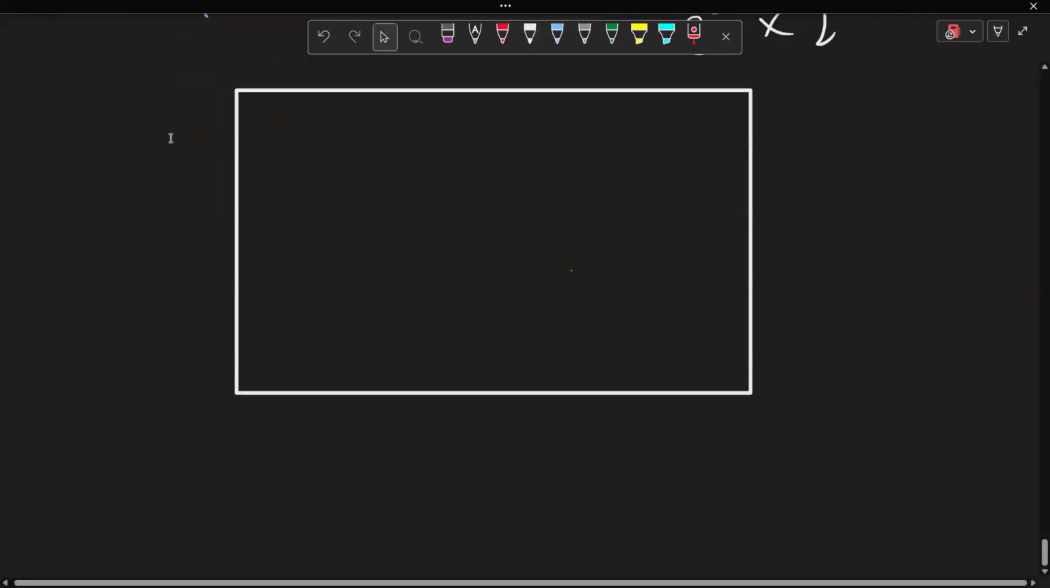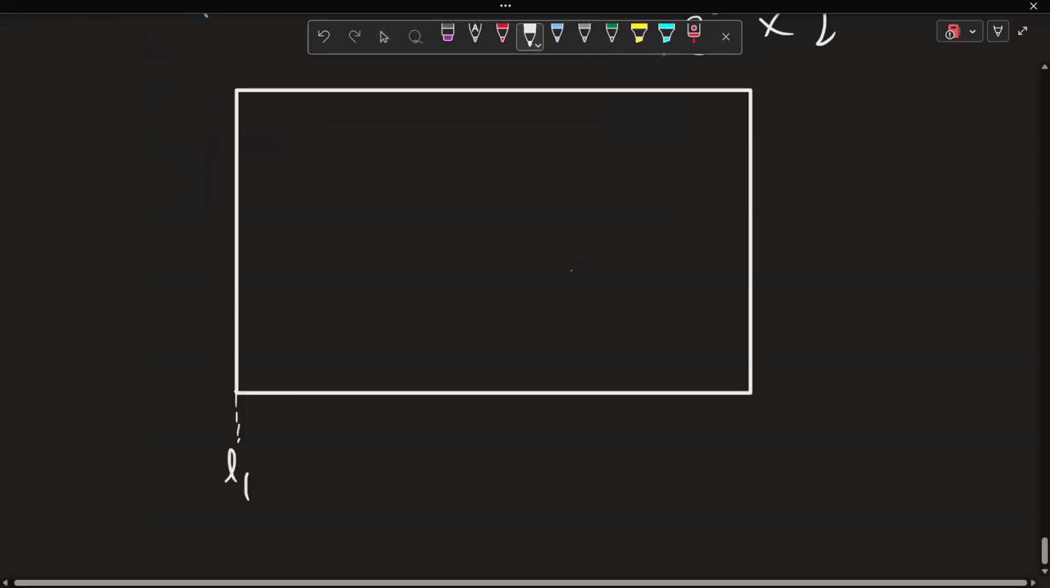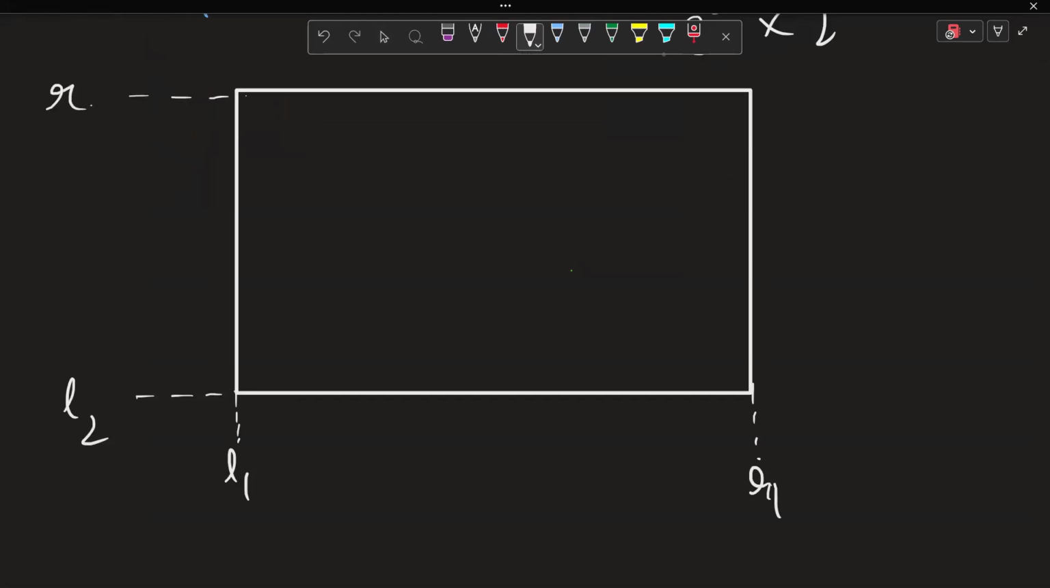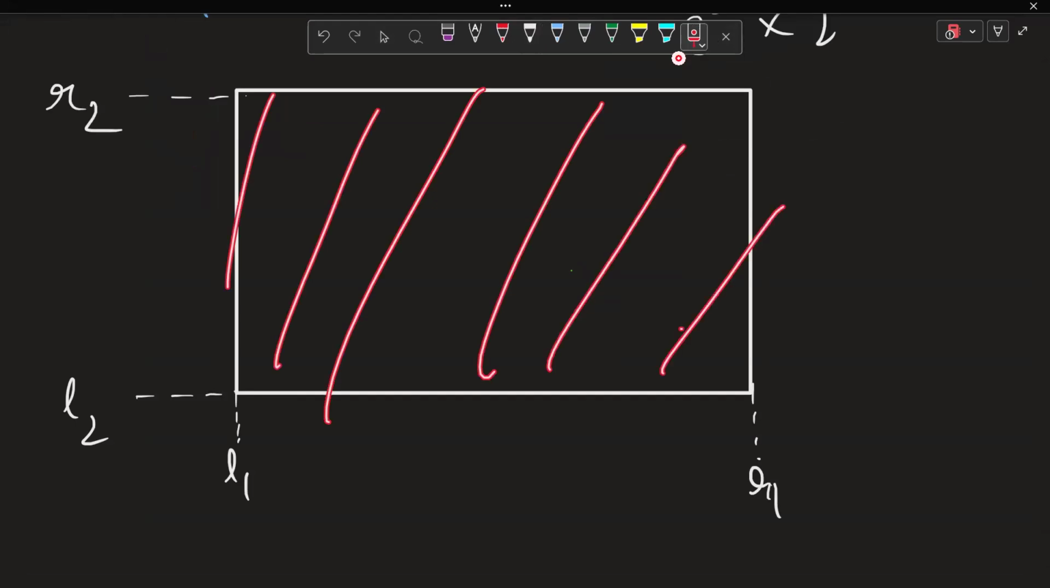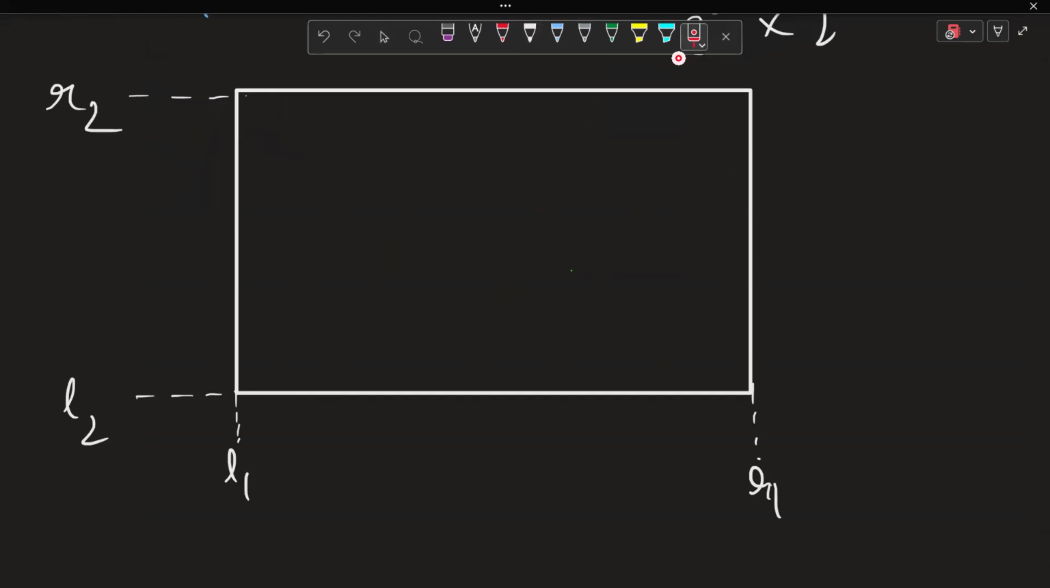Okay, so let's say you wanted to calculate for this rectangle. This point was L1, this point was R1, this was L2, this was R2. Let's say you wanted to cover this rectangle. Then you first try with the biggest square that you can. Let's say that was 4 cross 4, or anything 2 to the power k cross 2 to the power k.